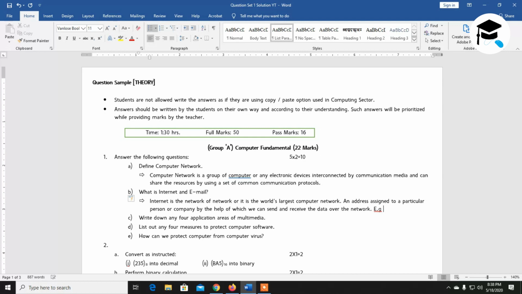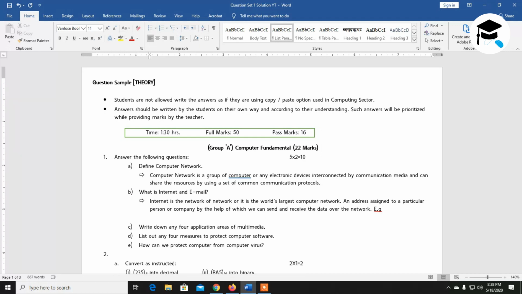For example, you can write your own email address. For example, techdebugger official @gmail.com. Gmail.com is domain name. You can create either by using hotmail.com, outlook.com, yahoo.com. Any one domain can be used. Okay, this is an example.